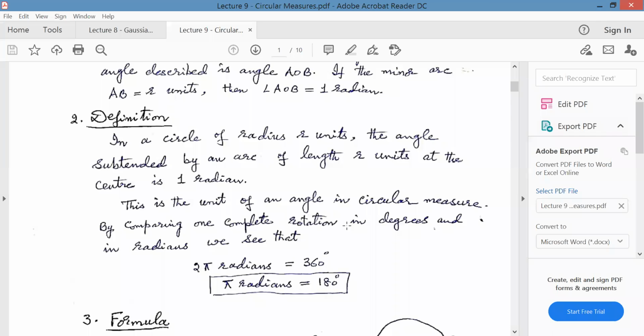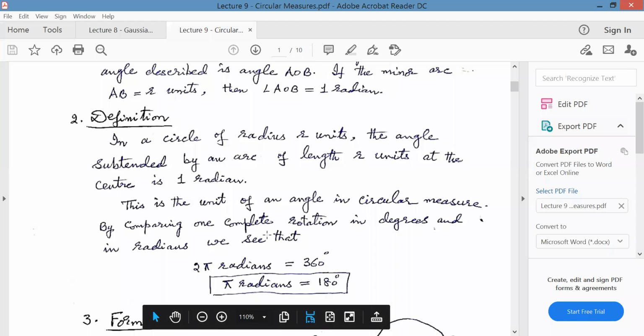By comparing one complete rotation in degrees and in radians, we are now going to find the relationship between degrees and radians. You get 2 pi radians once you complete a rotation on the circle. And if we measure it in degrees, it will be 360. Once you complete a round over the circumference of a circle, 360 degrees are covered, and in radians it is 2 pi radians. So dividing both sides by 2, pi radians will be 180 degrees.